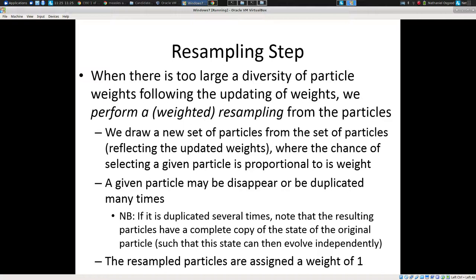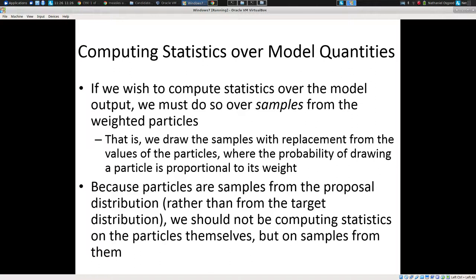Okay. I noted before the resampling step. I won't belabor it, but basically if particles are skewed too heavily, if we have a lot of really low weight particles and then some high weight, we don't want to have most of our particles keeping around really low plausibility hypotheses. So we weed out the low weight ones through this resampling step and reward the ones which are higher weight.